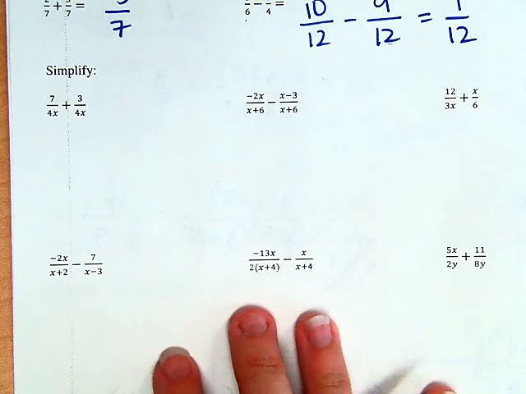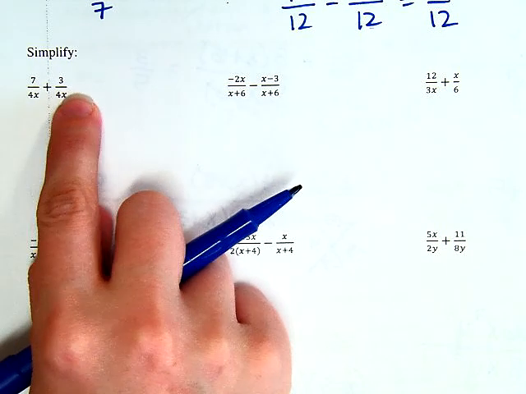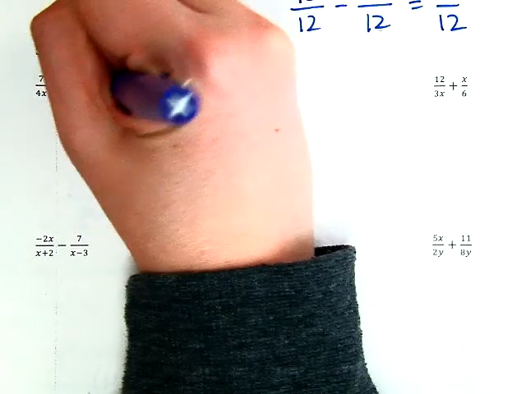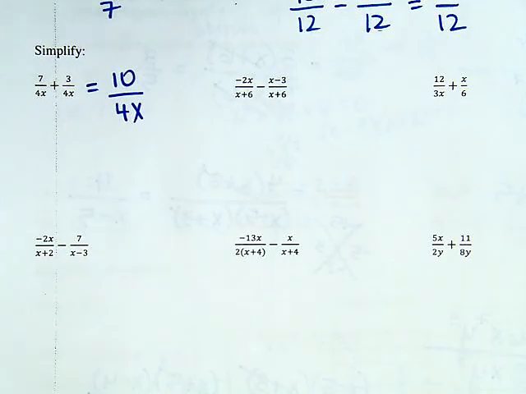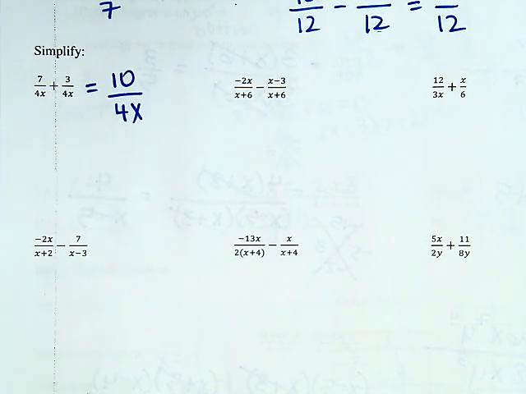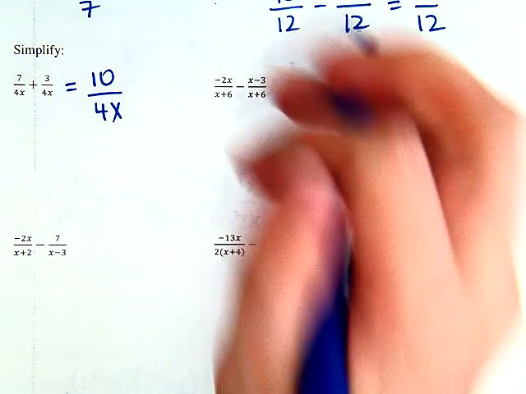So now let's do it way more complicated. So remember, the bottom stays the same. As long as the bottom is the same, you can add the top. So I'm literally just adding these. 10 over 4x. Done. That's it. Second one, I'm subtracting. The bottom is the same, so I just subtract.